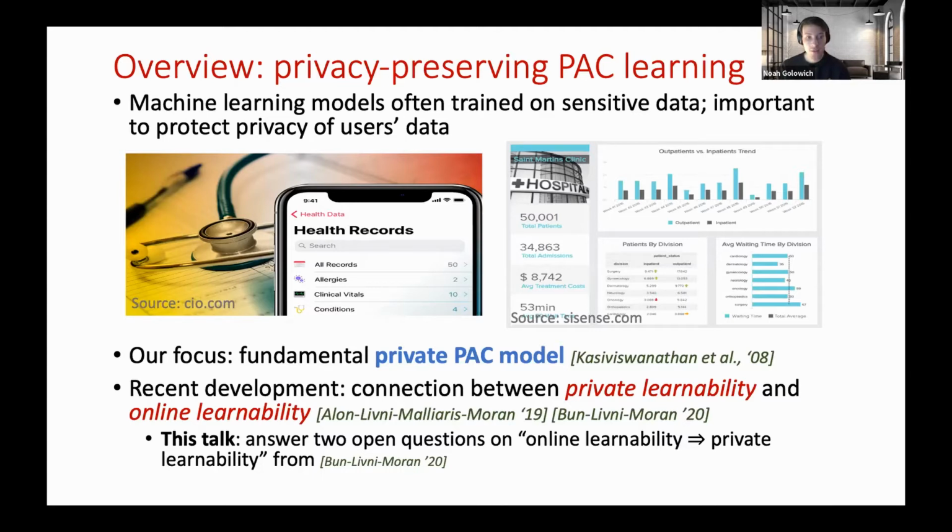And an interesting recent development in this line of work is a connection that has emerged between private learnability and online learnability. So this was shown in a pair of papers by Alon, Livni, Malliaris, and Moran, and also by Bun, Livni, and Moran. And what these two papers showed is that private PAC learnability and online learnability are equivalent in some sense. And in this talk, I'm going to discuss our recent paper, which answers two open questions by Bun, Livni, and Moran on the direction of this equivalence, which shows that online learnability implies private learnability.